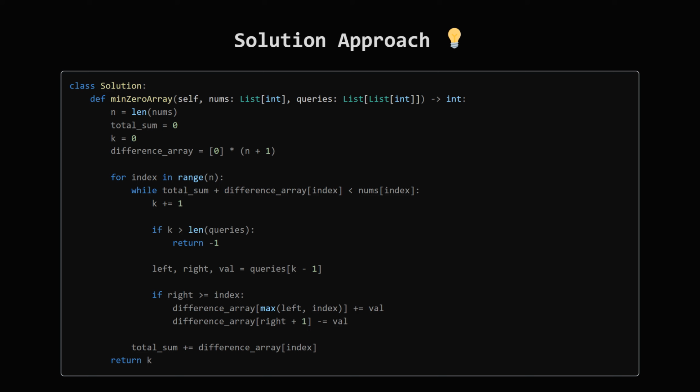Then we see if it needs to go into effect by checking if the right is greater than the index. I use max because let's say left is 0, right is 5, and index is 3, we wouldn't do anything to 0, 1, 2. I add val to the difference_array, and subtract it at right plus 1, so that it knows when to stop taking away. Total time complexity is big O of n, n being the length of nums, and big O of n space, since we make a difference array.